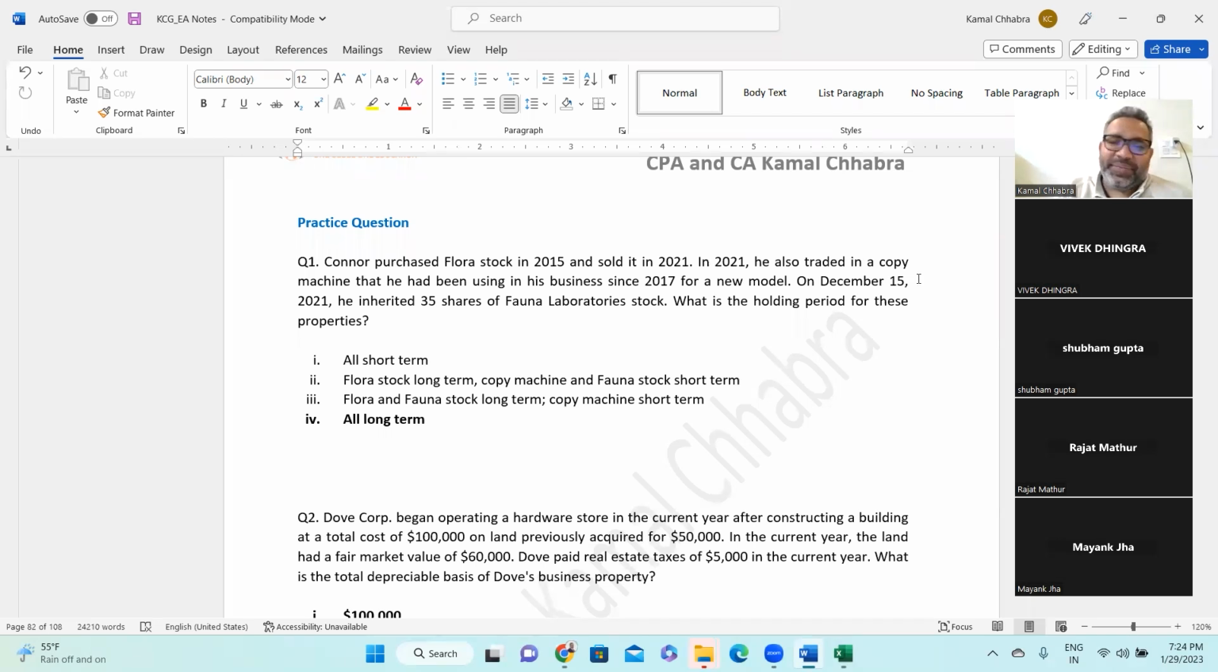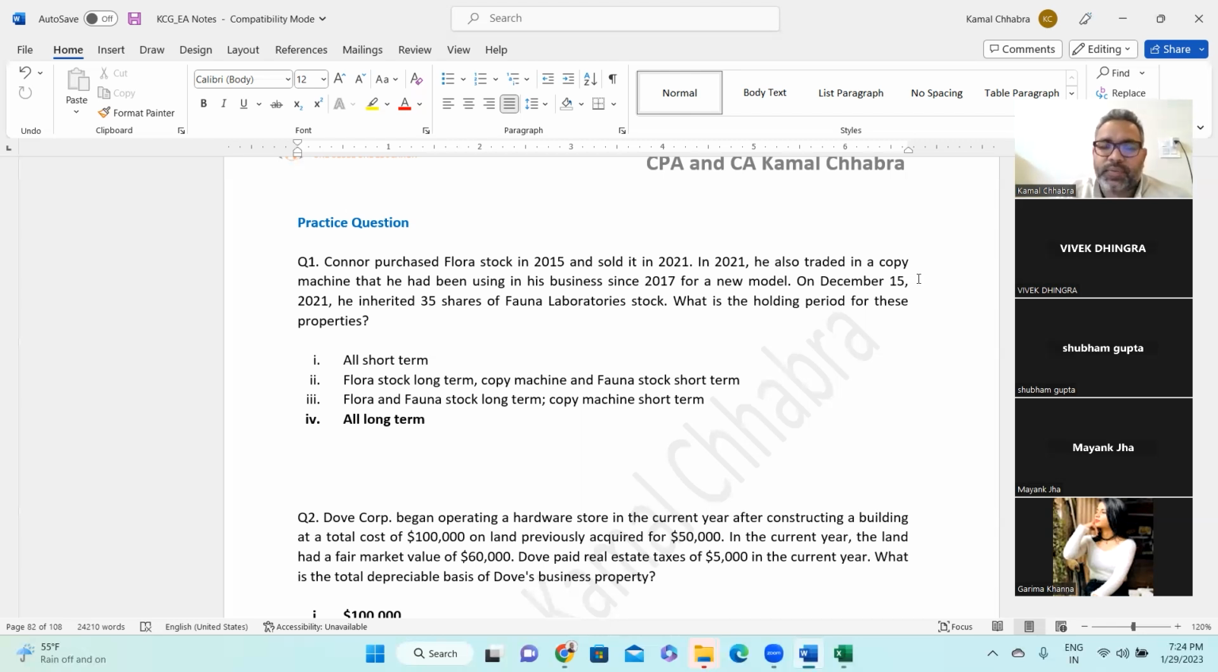So let's go line by line. First one, C purchased F stock in 2015 and sold it in 2021. Is it short term or long term? Long term. So in 2021, he also traded in a copy machine that he had been using in his business since 2017 for a new model. On December 15, 2021, he inherited 35 shares of Funa Laboratories stock. What is the holding period of these properties? All short term, all long term, F stock long term, copy machine and F stock short term, or Funa stock long term and copy machine short term.